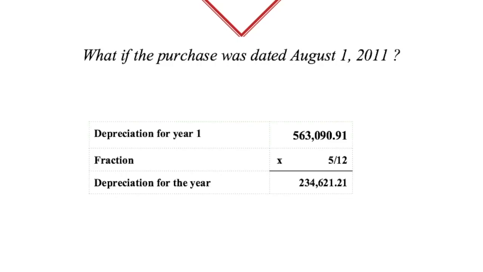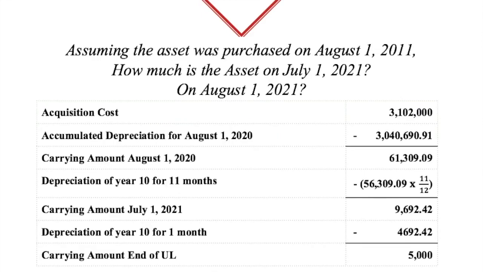What if the purchase was dated August 1, 2011? Using the sum of years digits method, we will just allocate the depreciation for year 1 for 5 months to get the depreciation for the year of 234,621.21.